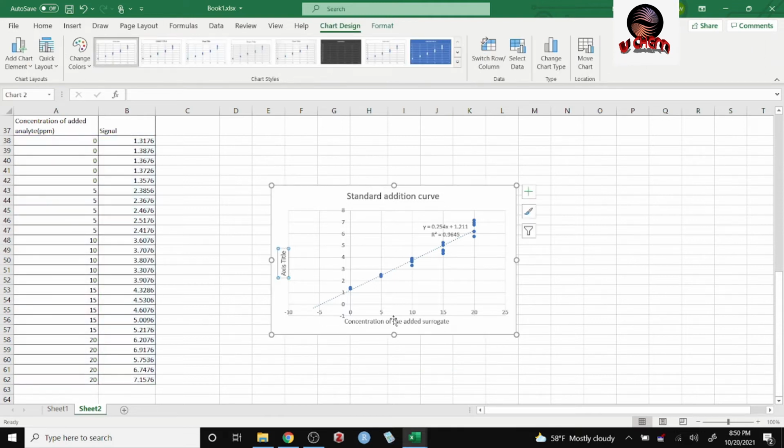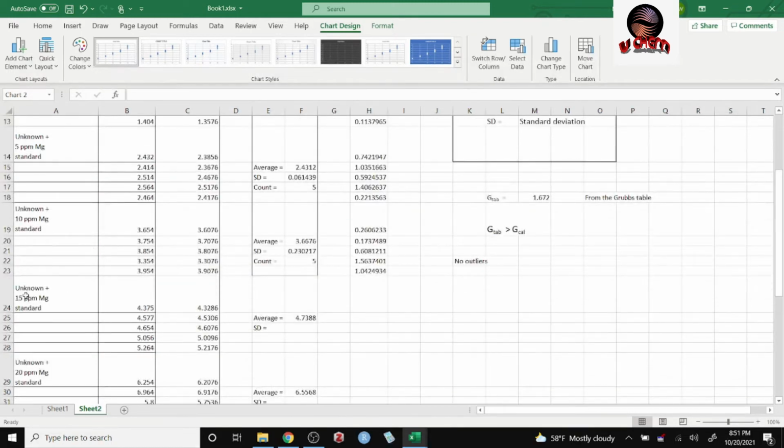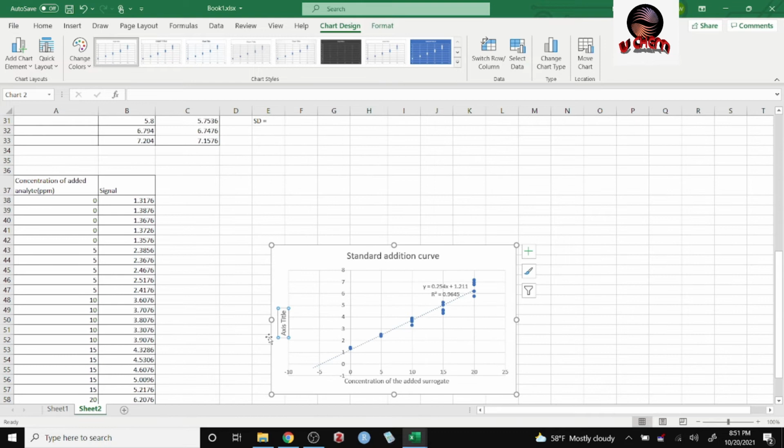I named this axis like this because this is not the actual concentration of our sample. Actually, this is the concentration of the added surrogate. That means for the standard addition method, from outside we are adding analyte to our sample, right? Like in here, see, unknown plus 15 ppm magnesium standard, likewise 10 ppm magnesium standard. So for this one, this is the signal.